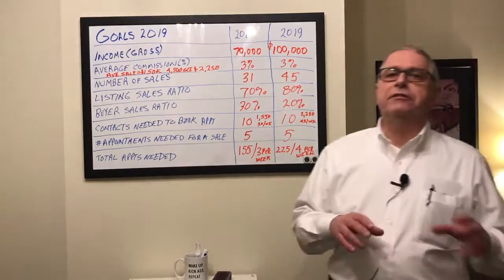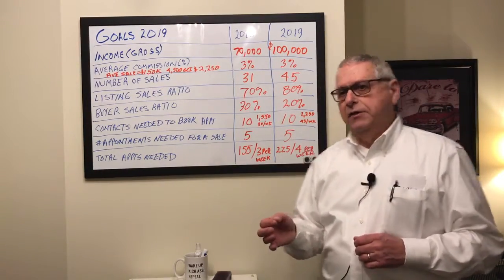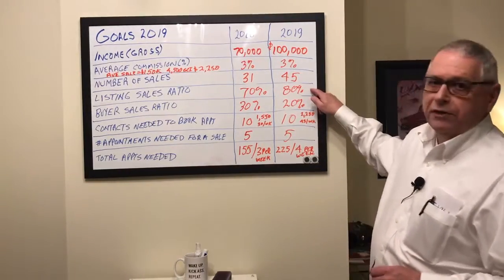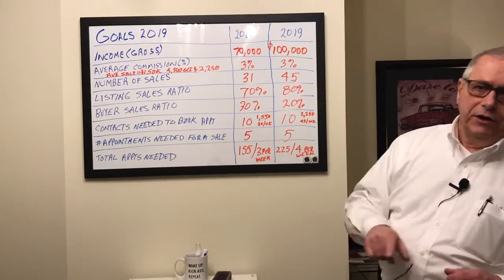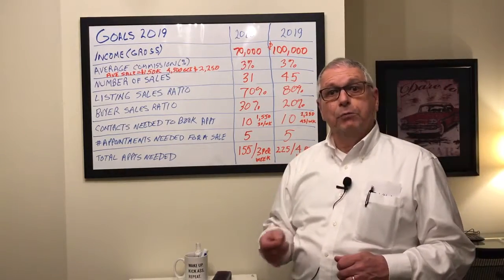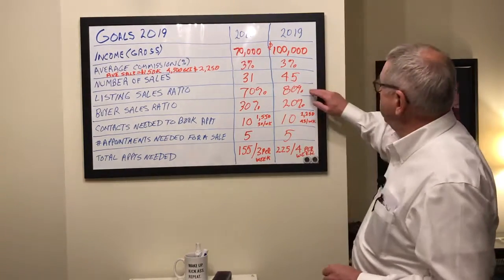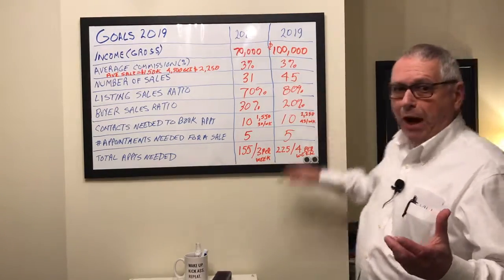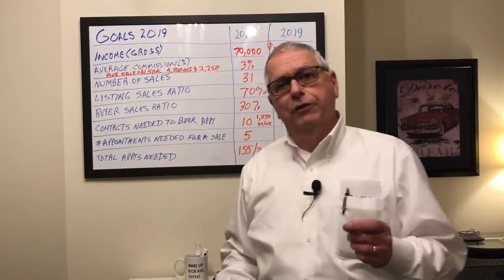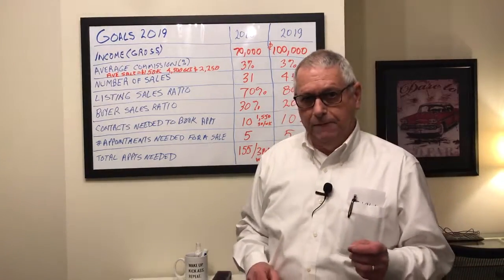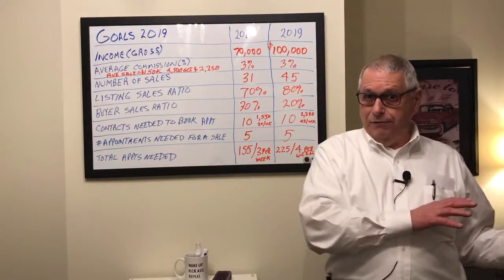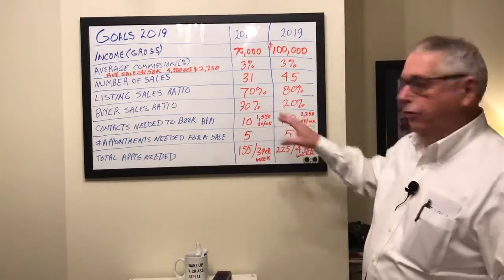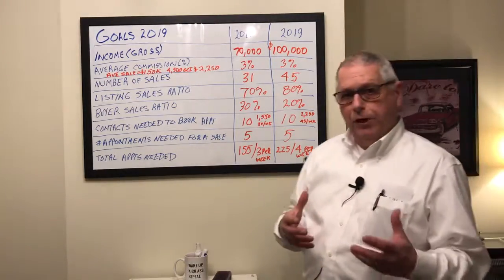So maybe you make the decision that for 2019 you want to increase this ratio of listings. In other words, you want more listings this year than you got last year, and you want to work with fewer buyers. So we might set a goal for ourselves of 80% listings, 20% buyers. This will come into play when we start developing our marketing plan, which is the subject of a future video. So you just kind of keep these in mind. These are goals that we're setting for ourselves for the coming year.